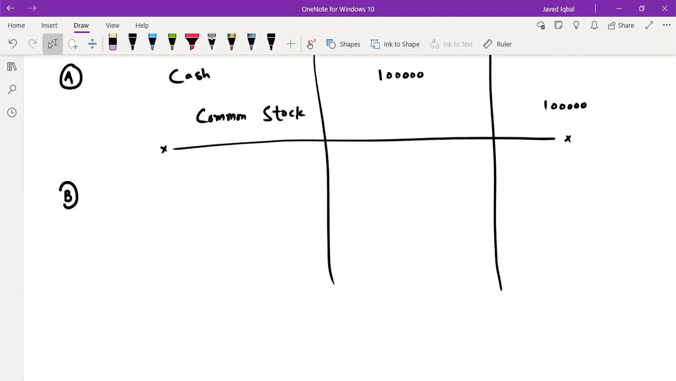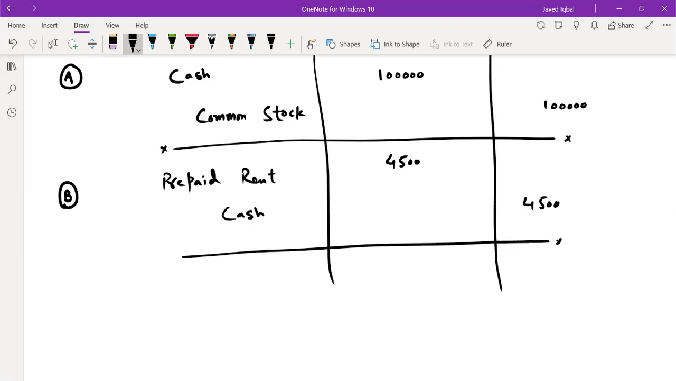Now, your second transaction is transaction B, which states that 6 months rent was paid in advance, right? 6 months rent. So when rent is paid in advance, we write it as prepaid rent. And obviously, since it is paid, it is cash, and 6 months rent is 4,500. So this 4,500 has been paid in advance. That is why it is written as prepaid rent.